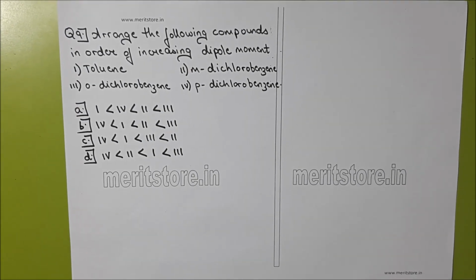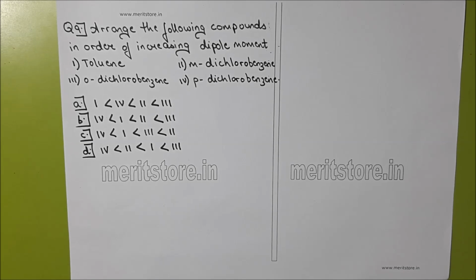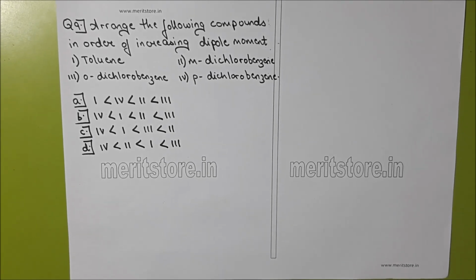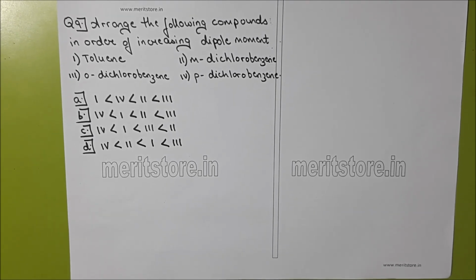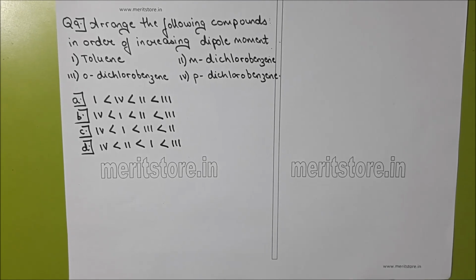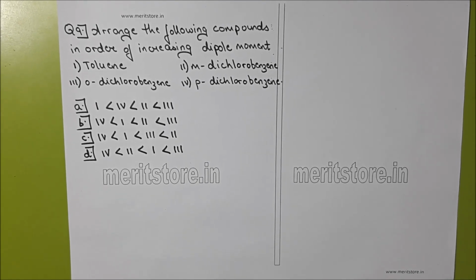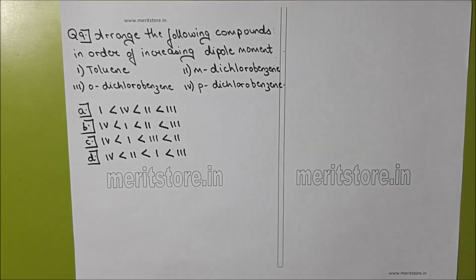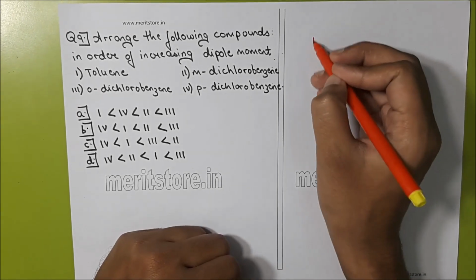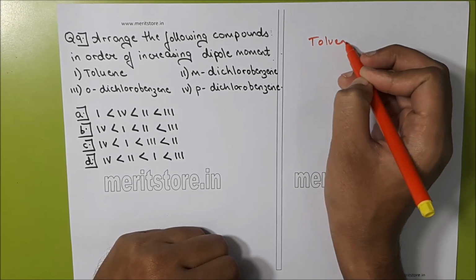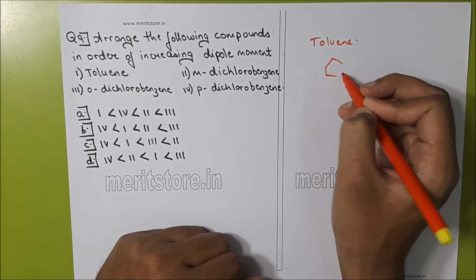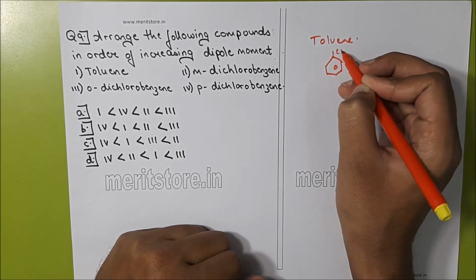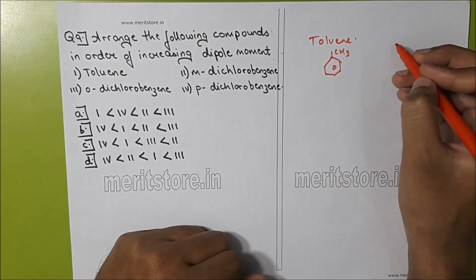Question number 9. Arrange the following compounds in order of increasing dipole moment: A, toluene; B, meta dichlorobenzene; C, ortho dichlorobenzene; D, para dichlorobenzene. Okay, so we got 4 compounds, that is toluene. The structure of toluene is this benzene ring with a methyl group attached. This is the toluene.